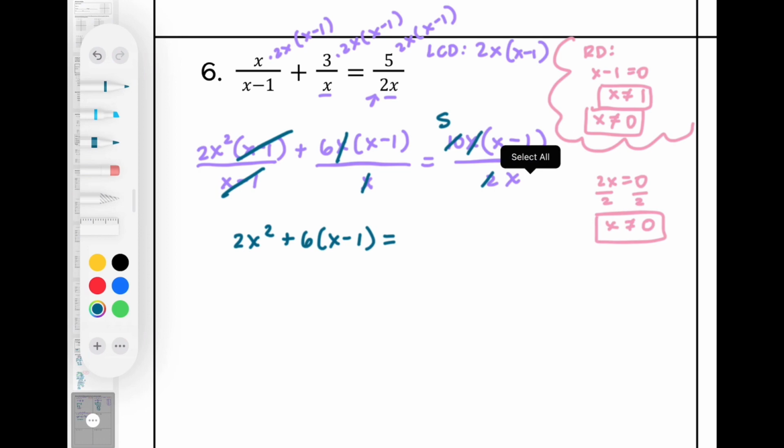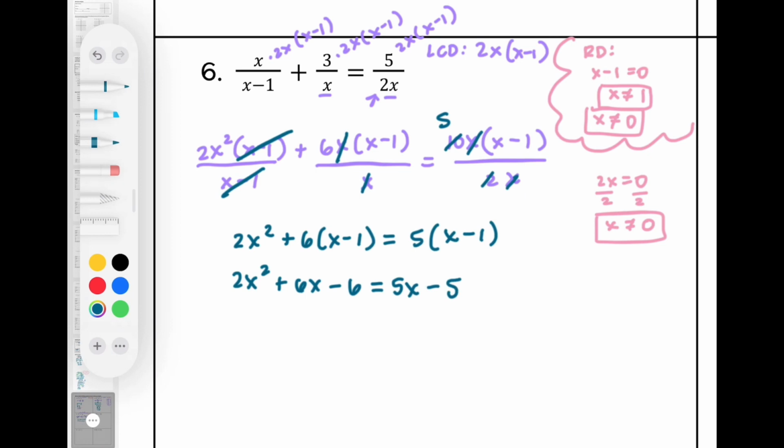And then the x's cancel out. So we just have 5x minus 1 left over. All right, and then from here, it should be a pretty easy problem to solve. So we're going to have 2x squared plus 6x minus 6 equals 5x minus 5. So I just distributed everything in. And then we're going to get everything to one side and factor.